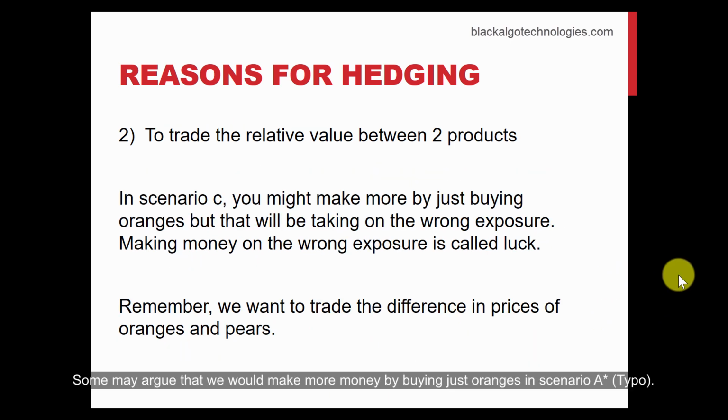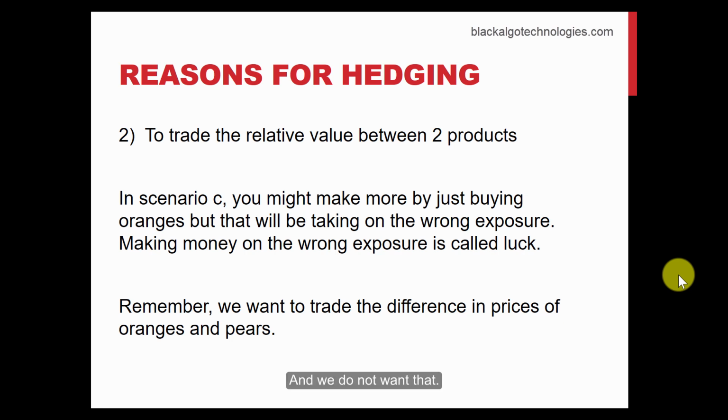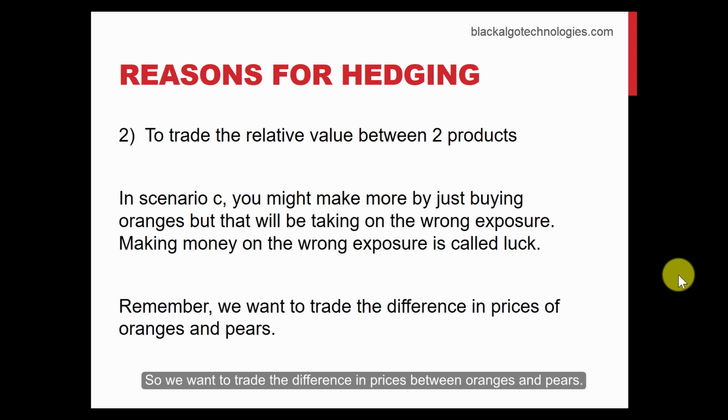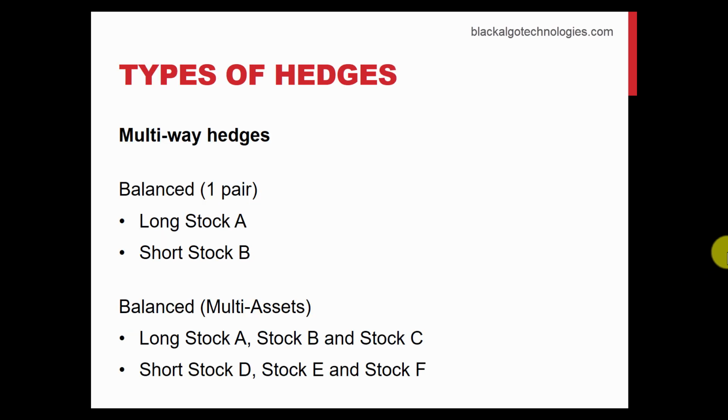Some may argue, but we might make more money in scenario C by just buying oranges. Well, that will be making money on the wrong exposure, and there's a term for it, it's called being lucky. So we do not want that. We want to trade the exposure that we are targeting. So we want to trade the difference in prices of oranges and pears. Alright, so we are done with why we have imperfect hedges.